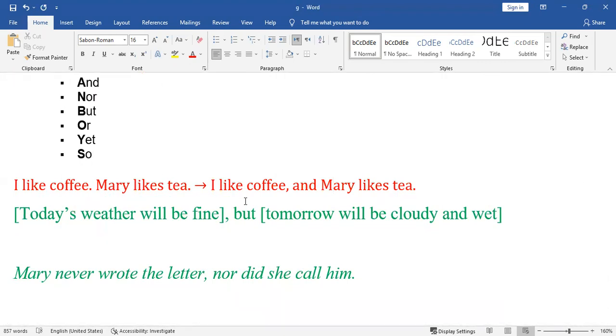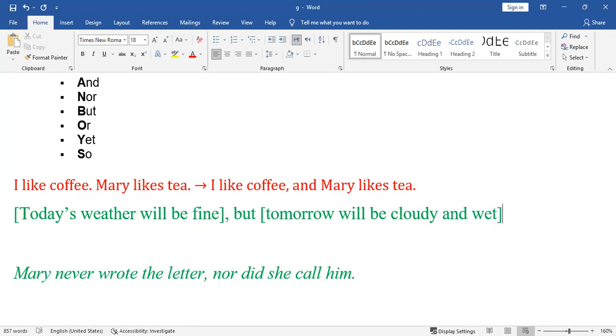Okay? Today's weather will be fine. Okay? This is a complete sentence. But is a coordinating conjunction, one of the coordinating conjunctions. Tomorrow will be cloudy and wet. So tomorrow will be cloudy and wet. This is also an independent clause. Okay, so I have two independent clauses here.